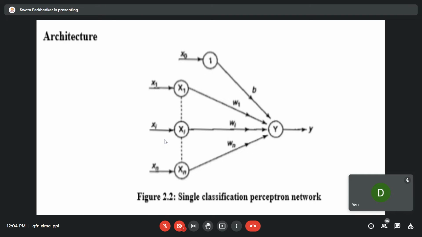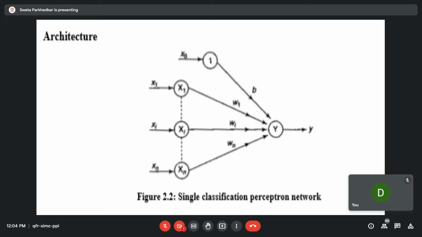So in this figure, there are n input neurons, one output neuron, and a bias b. The input layer and output layer are connected through a direct communication link, which is associated with the weight. So the input layer and output layer are directly connected with the help of weights.